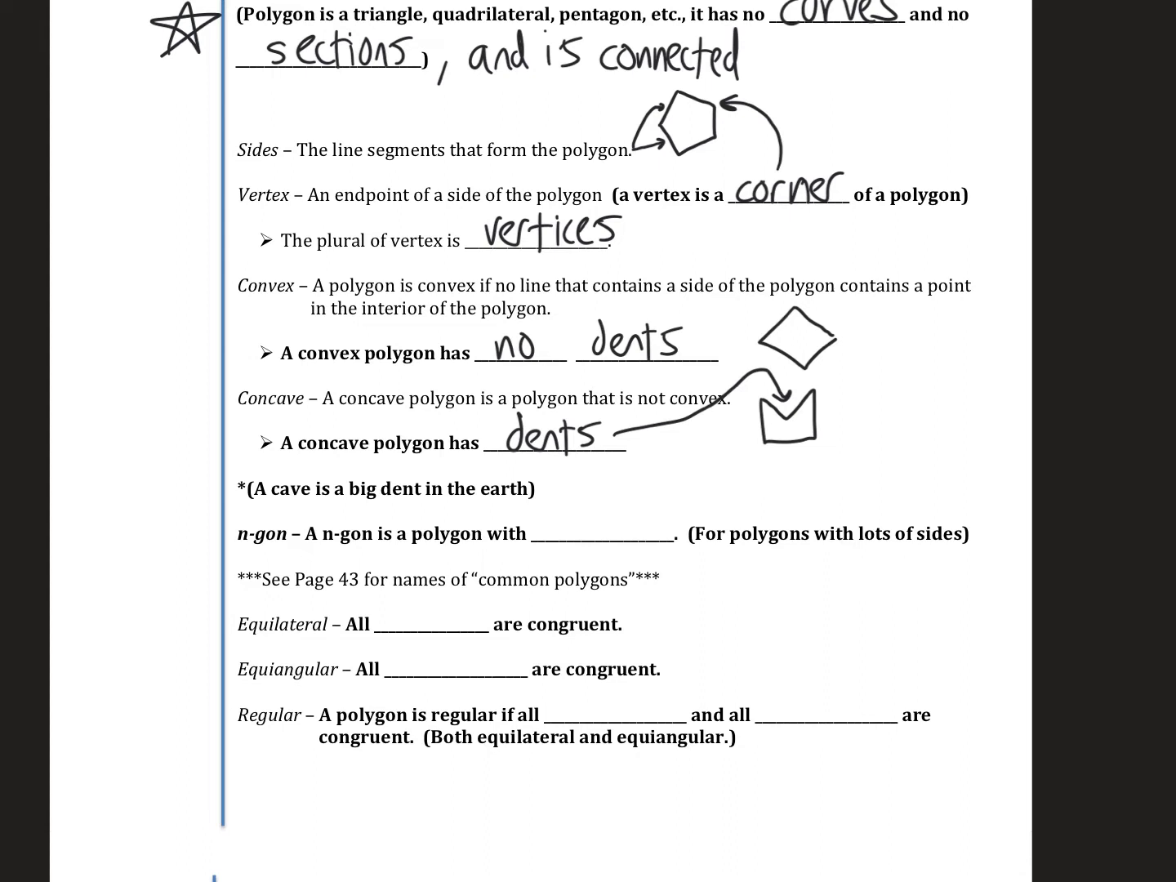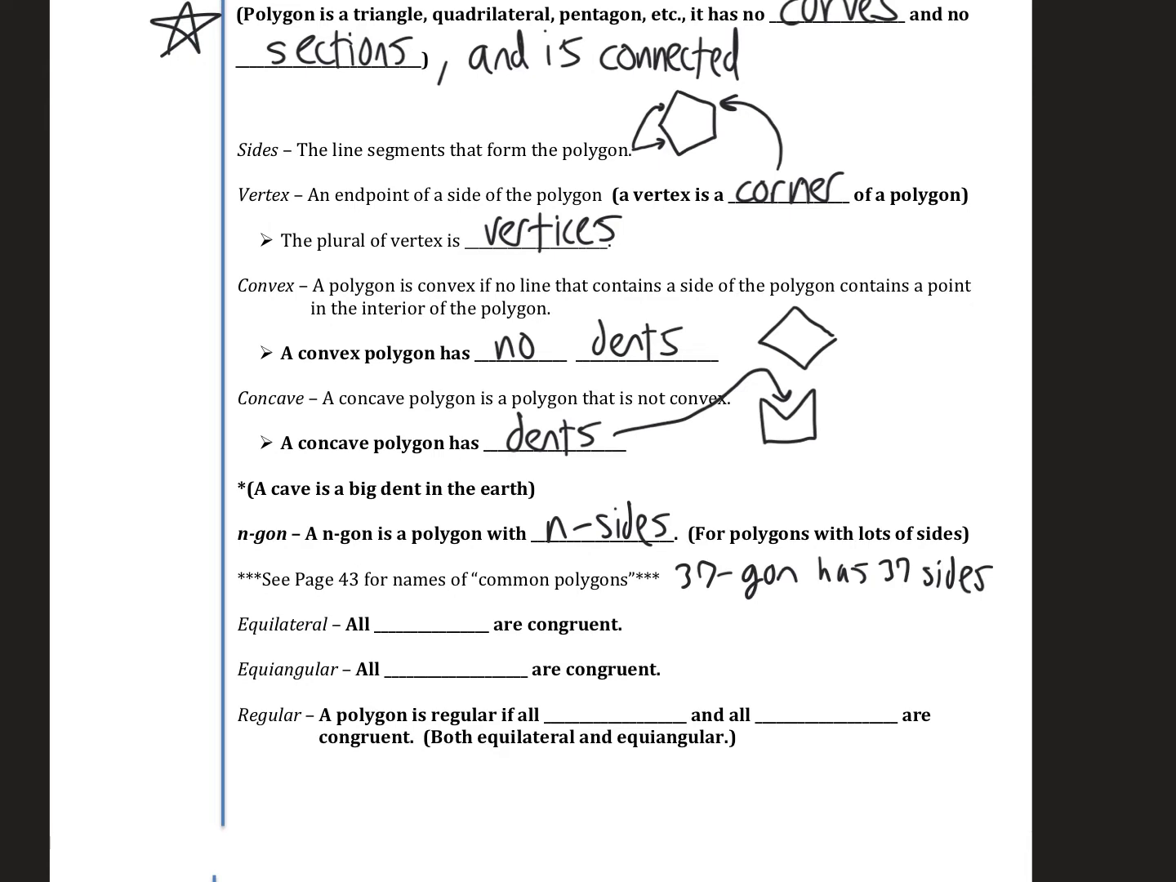All right, an n-gon is a polygon with n sides. How many sides? N sides. So for example, on page 43 of the book, if you wanted to use the book, if there's 37 sides, we don't really have a name for a 37-sided figure, so we would literally just call it a 37-gon. Okay, a 37-gon has 37 sides.